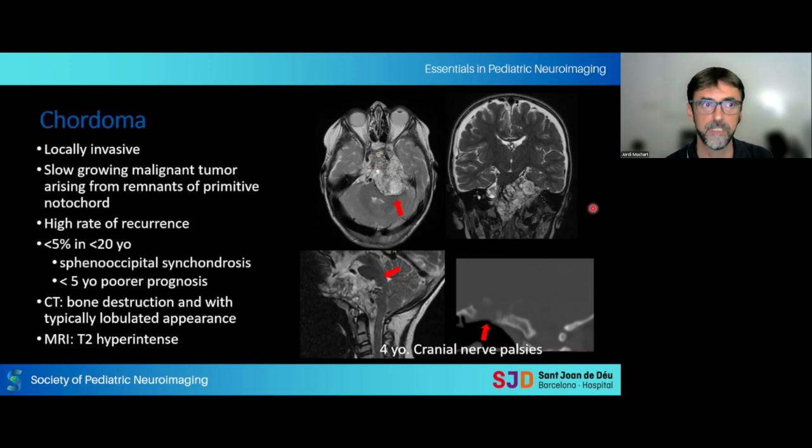As I'm sure you know, this is a chordoma, which is a very locally invasive, slow-growing malignant tumor arising from remnants of the primitive notochord. It has a high rate of recurrence because it is very difficult to surgically remove all of it. Although it is rare, it can appear in children. In children less than 5 years old, it has a poor prognosis, mainly due to its extensive spread at the beginning or at the diagnosis of the disease. With CT, we can assess bone destruction, and it has a typical lobulated appearance, and typically it is hyperintense in T2.